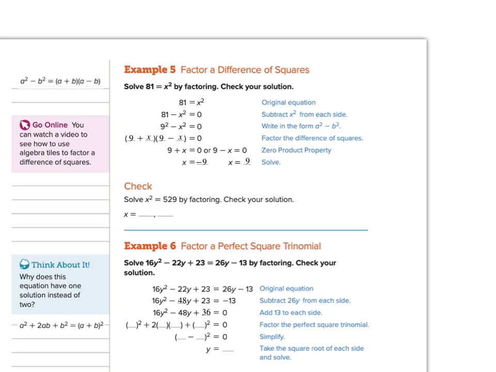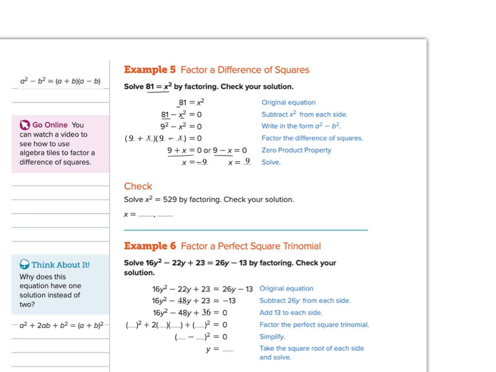Here, factoring the difference of squares. And again, in order to factor, you want to have equal to 0, so you have to move everything onto one side of the equation. So they went ahead and subtracted, I hate the way they did this, they subtracted x squared from both sides. So you do have the difference of squares, that's 9 squared minus x squared, knowing that you have 9 plus x, 9 minus x, and it equals 0, so they went ahead and did the zero product property and came up with those values.